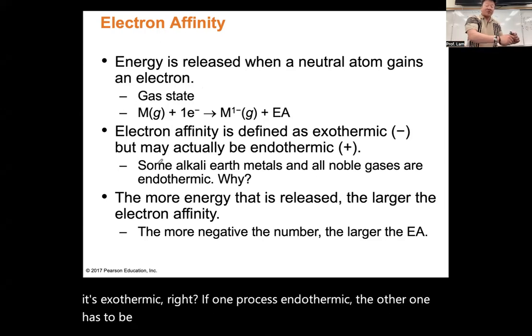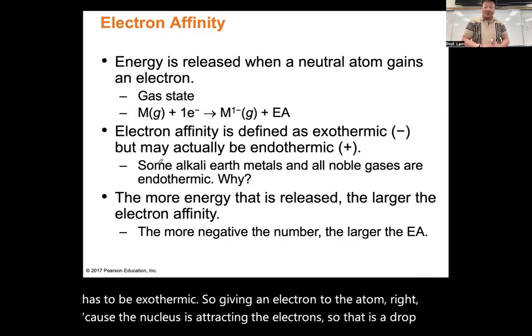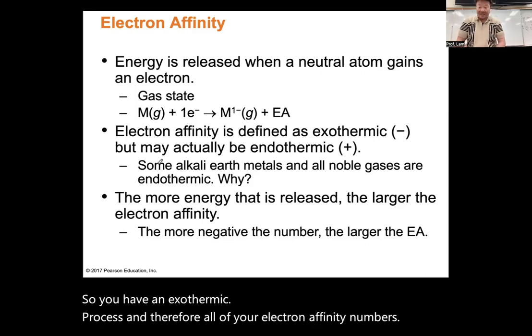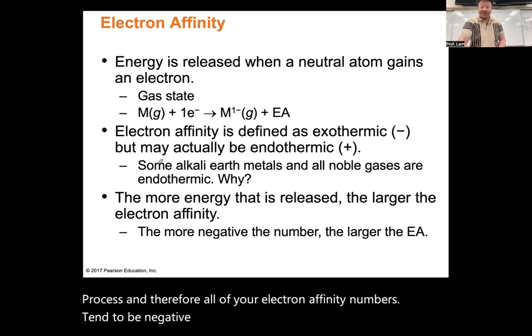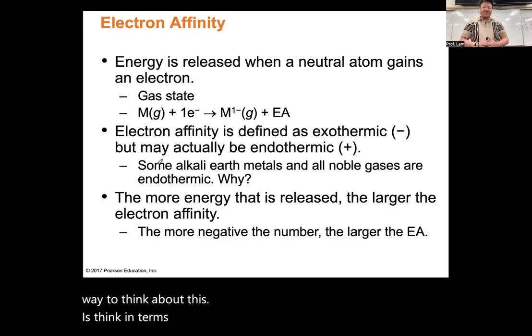So giving the electron to the atom, right? Because the nucleus is attracting the electron. So that is a drop in potential energy. So you have an exothermic process. And therefore, all of your electron affinity numbers tend to be negative, right? Because it's exothermic.